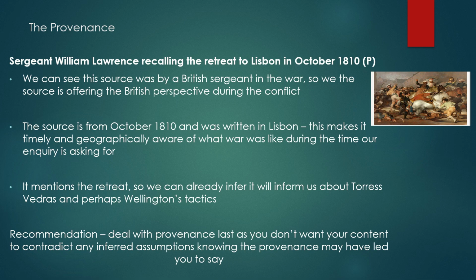We also know that he's recalling the retreat, so we can already infer that it's probably going to be about Torres Vedras, and it's therefore going to be about Wellington's tactics of that tactical retreat, scorched earth policy straight away. So again, what content we're going to find in the source, the provenance is going to support us when we certify that as something that very much did happen. So that's our provenance. Let's look at the actual sources and quotes you may pick out.